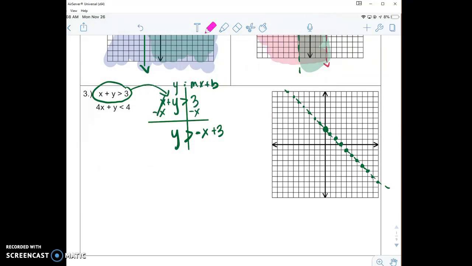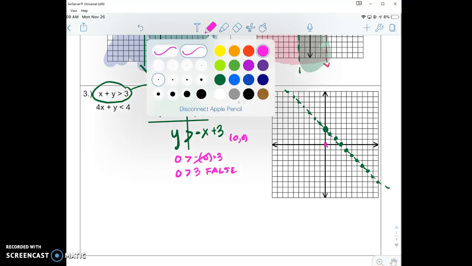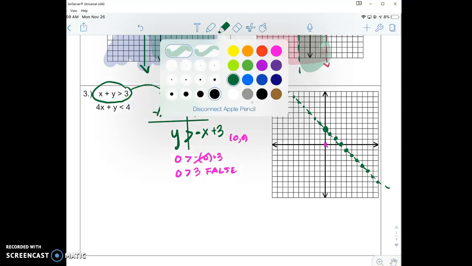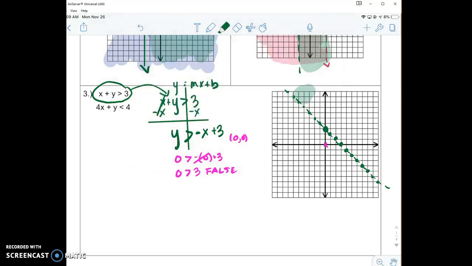To know which way to shade, I'm going to test the point 0, 0. So I'm plugging in 0 for y and for x to see if I get a true statement. I get that 0 is greater than positive 3, because 0 plus 3 is 3. This is false. So I do not need to shade 0, 0. So I am going to shade in the opposite direction.